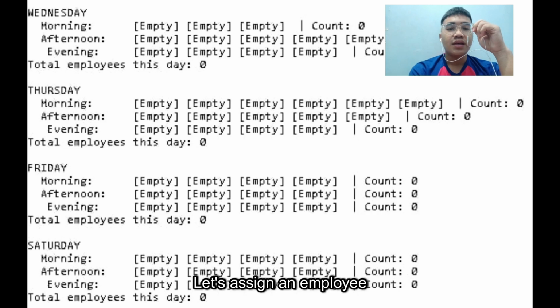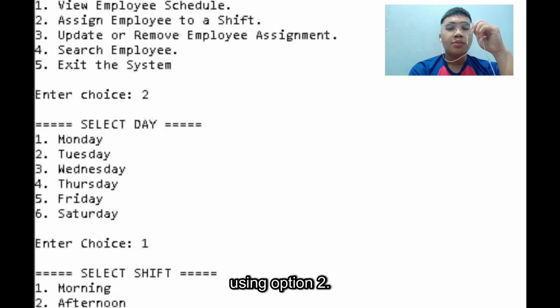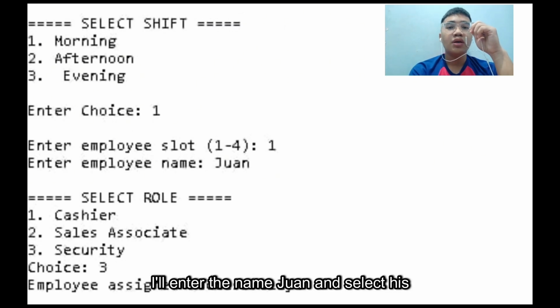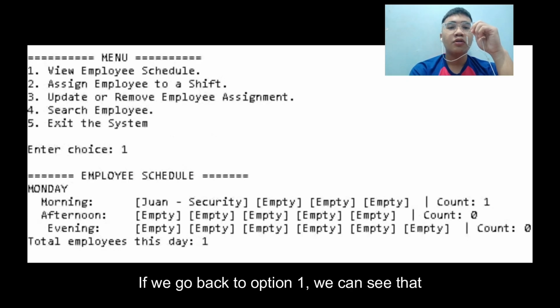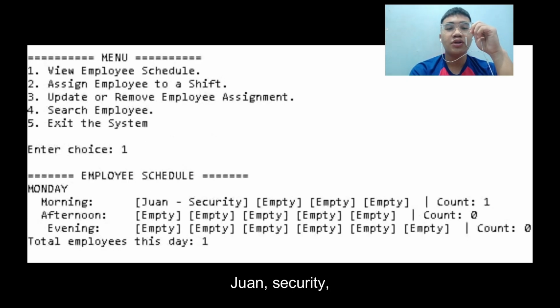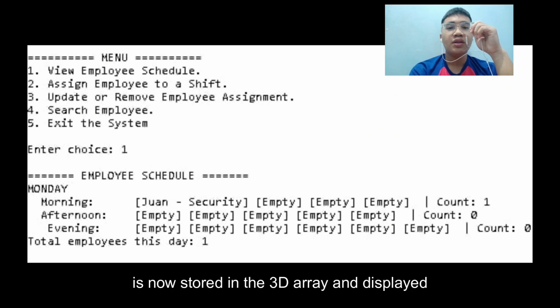Now, let's assign an employee using option 2. I will assign an employee to Monday, morning shift. I'll enter the name Johann and select his role as security. The system confirms the assignment is successful. If we go back to option 1, we can see that Johann, security, is now stored in the 3D array and displayed in the correct slot.